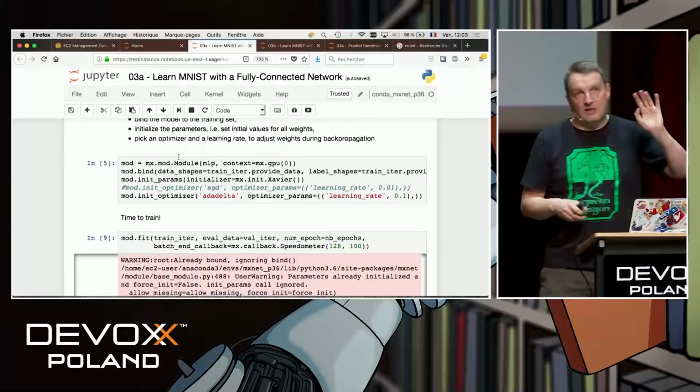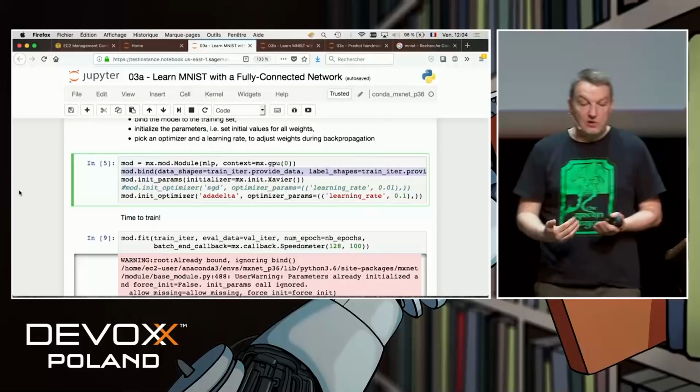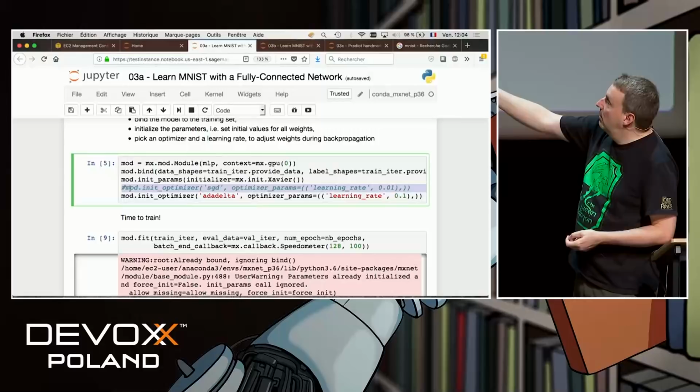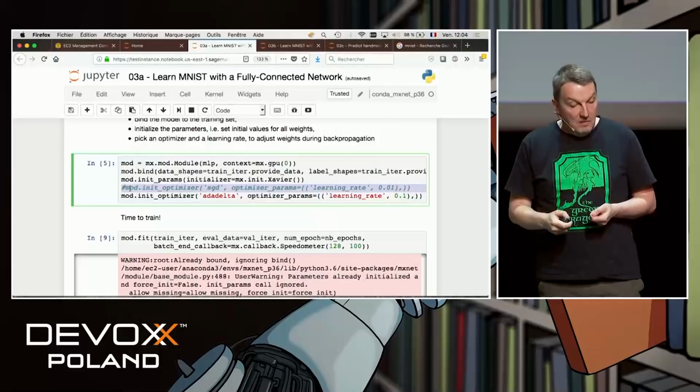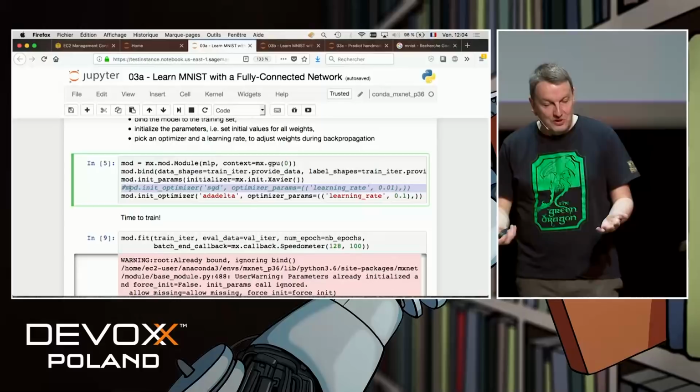Okay, so now I've got a model, and I've got a data set in an iterator, so I need to put the two together. This is called binding here. So binding the model I just created to the training iterator and the validation iterator. And then I need to set an optimizer. I could actually use SGD right here with a fixed learning rate like this. Why not? But I said SGD was invented in 1951, so more interesting options have been invented since.